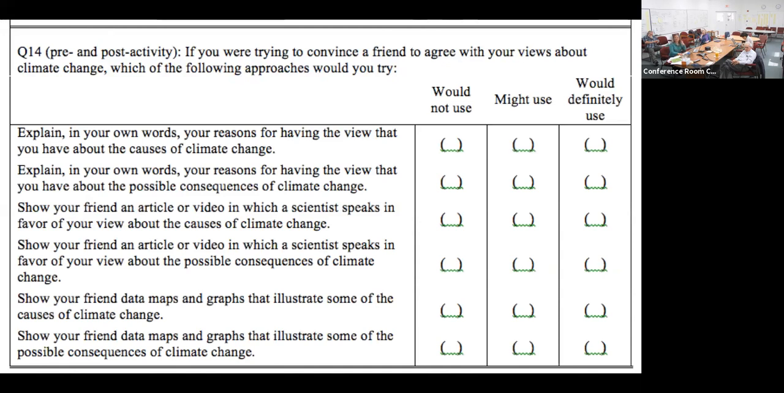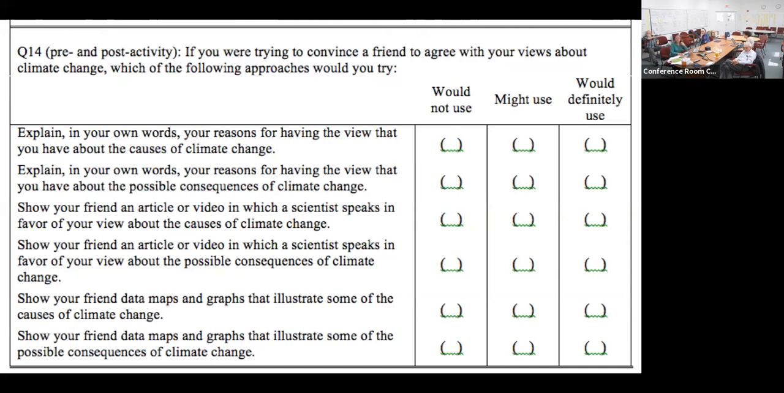So first, explain in your own words your reasons for having that view about causes. Similarly, explain in your own words your reasons for having that view about consequences. So that's intended to elicit the idea of peer persuasion.